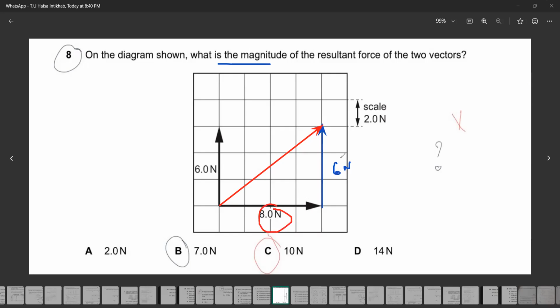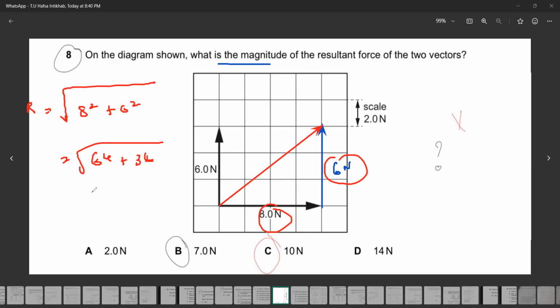because the two vectors are perpendicular. So you can use the Pythagoras theorem, as a right angle triangle is forming. So it will be the square root of 8 squared plus 6 squared. So 8 squared is 64 and 6 squared is 36 under the root. When we add them, it will be equal to the square root of 100, and the root of 100 is equal to 10. That's why C is the right answer.